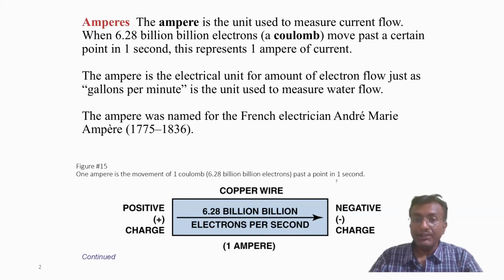The unit is named after the French electrician Henri Marie Ampere, who was there from 1775 to 1836. As shown in figure 15, 1 ampere is the movement of 1 coulomb, that is 6.28 billion electrons past a point in 1 second.